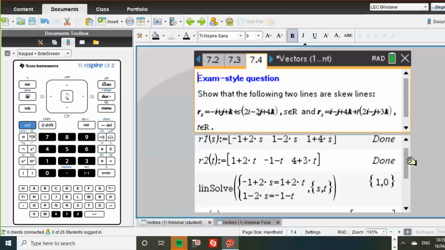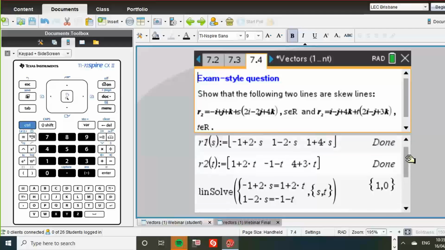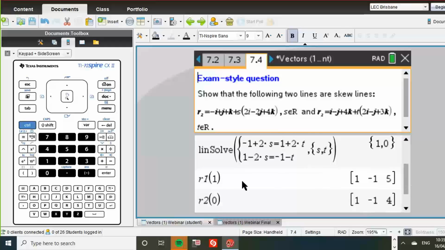Now we're looking at the condition of not intersecting. With s equals 1, we get our position vector is i minus j plus 5k, and with t equals 0, we substitute that in and we get i minus j plus 4k. These are different, so therefore they're non-intersecting. So we've shown that they're not parallel, they're not intersecting, and hence they are skew lines.